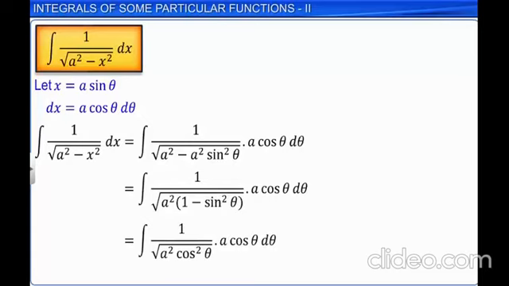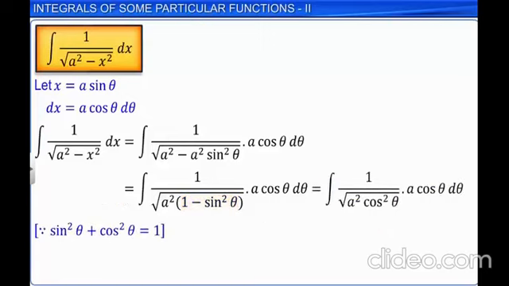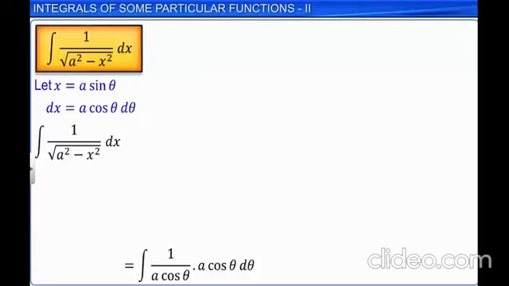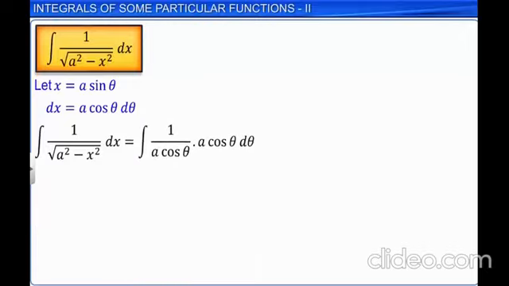Using the identity sine square theta plus cos square theta is equal to 1, we can replace 1 minus sine square theta with cos square theta. This gives the integrand as a cos theta divided by a cos theta, cancelling the common factor from the numerator and the denominator. We get integral of d theta. On integrating, we get theta plus c.